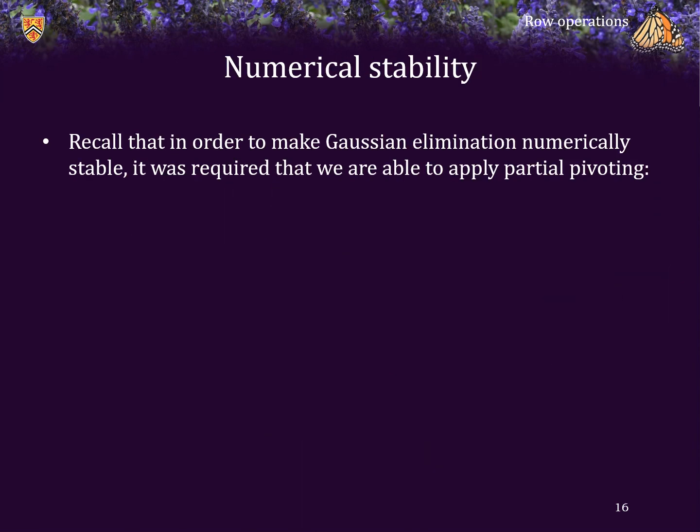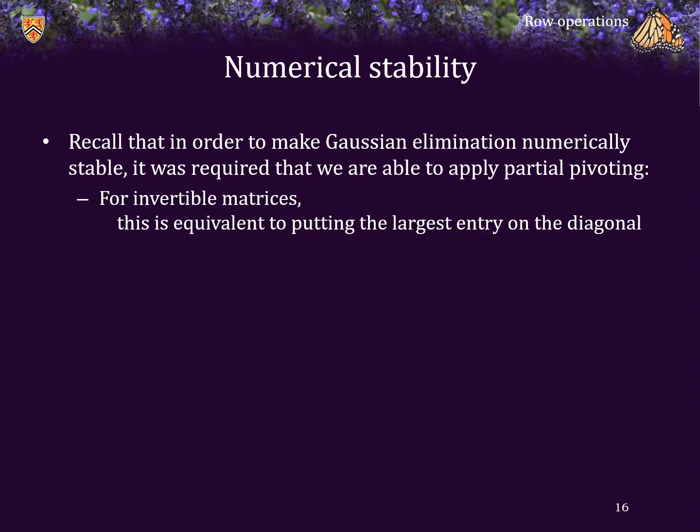Let us now discuss numerical stability. Recall that we saw an example some time ago where if we did not apply partial pivoting, then we'd get the wrong answer from Gaussian elimination. This was because we added a huge multiple of one row onto another. So allowing for partial pivoting makes it possible for the algorithm to be numerically stable.